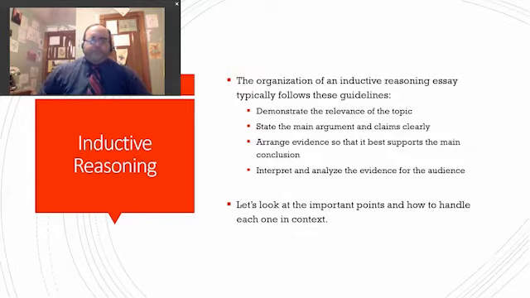And then you need to interpret and analyze the evidence for the audience. You're going to be doing a little bit of the work for them, but at the same time, you're going to be guiding them in the direction of the argument you want to make. So you're going to present your interpretation and your analysis of what you're seeing in that evidence. It's a very commonplace practice in research papers. Let's look at the important points and how to handle each one in context.